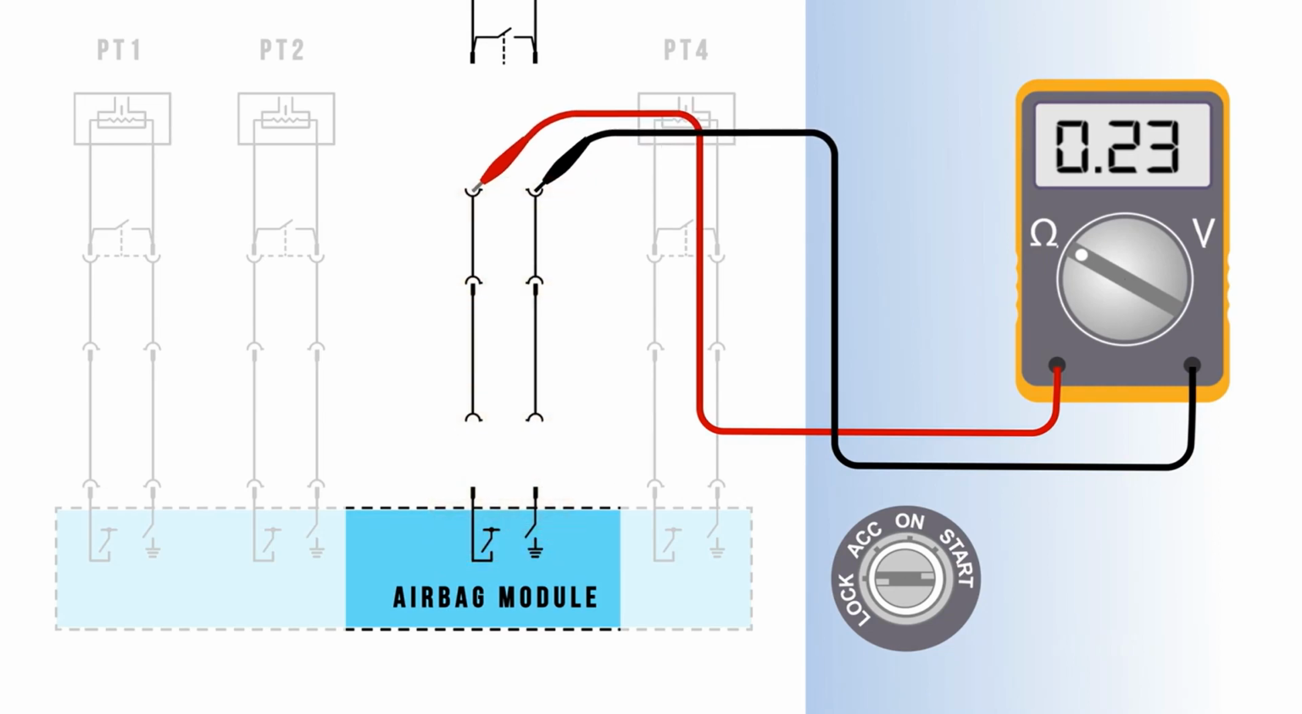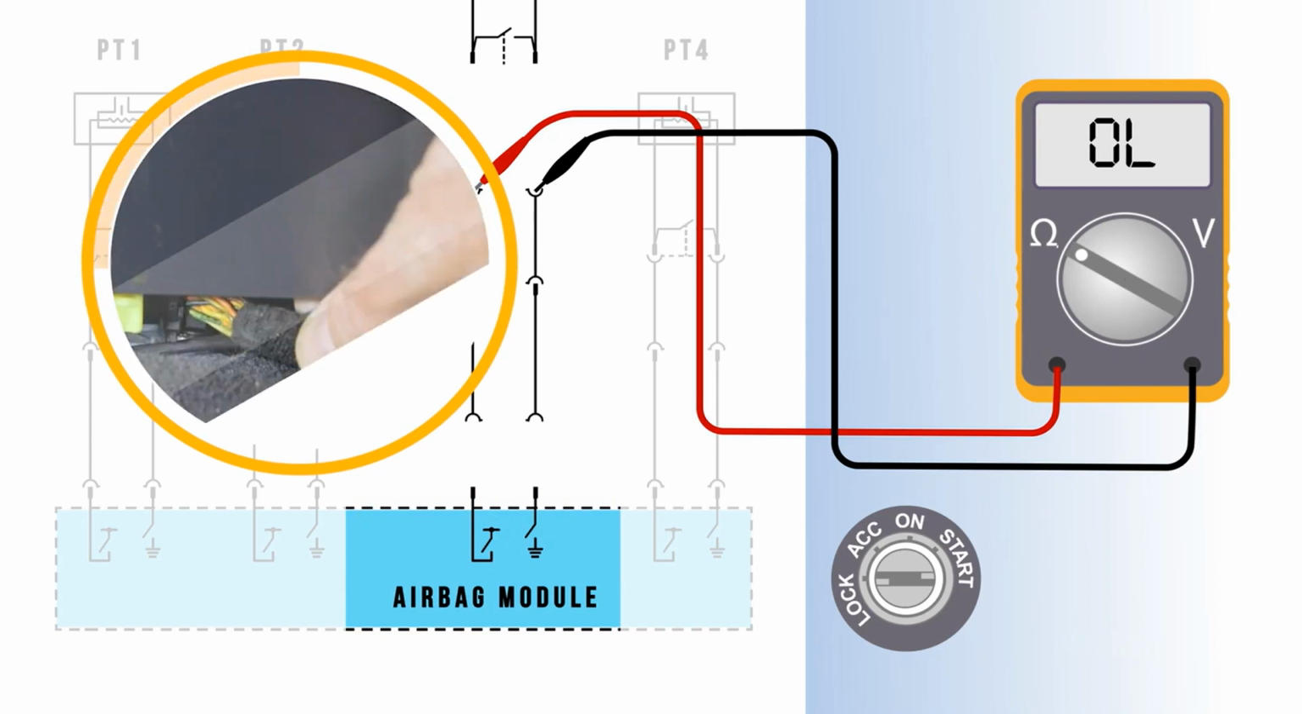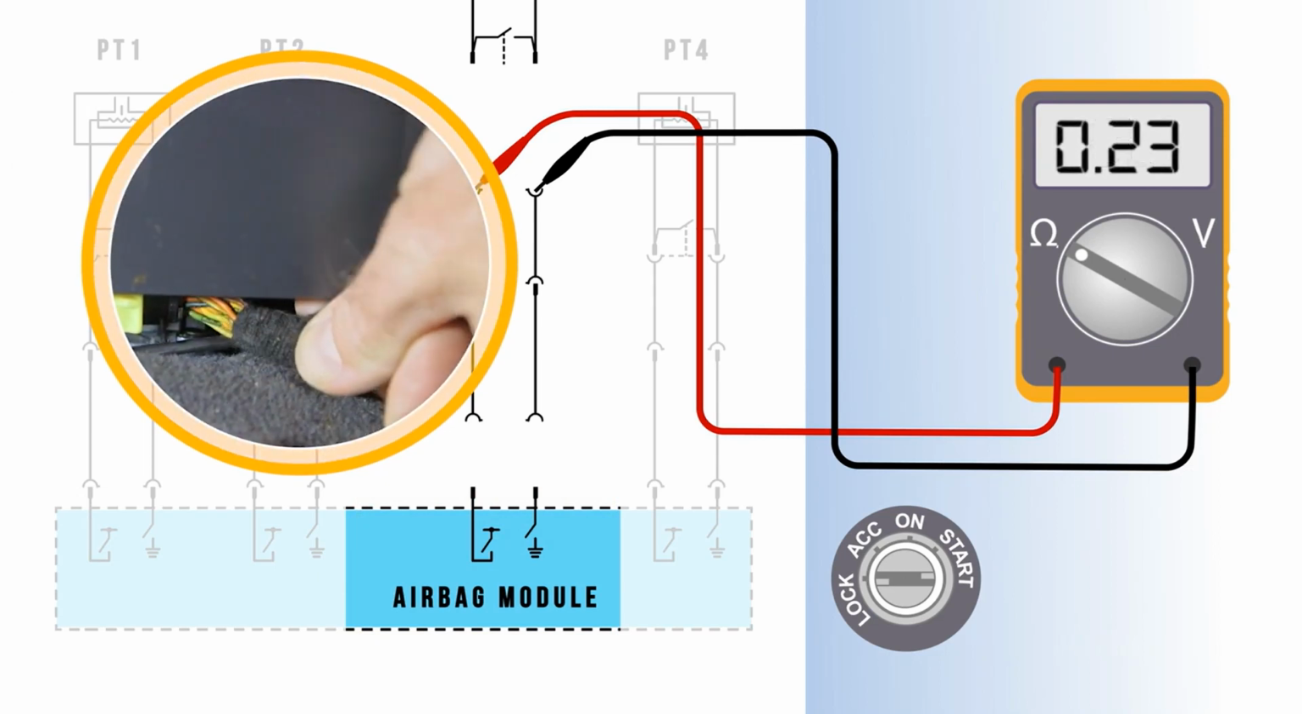Disconnect the control module while watching the display. If the meter value changes to open, then the short is within the module itself. If continuity remains, the short is between the two connectors. It may be necessary to flex the harness to localise the short circuit.